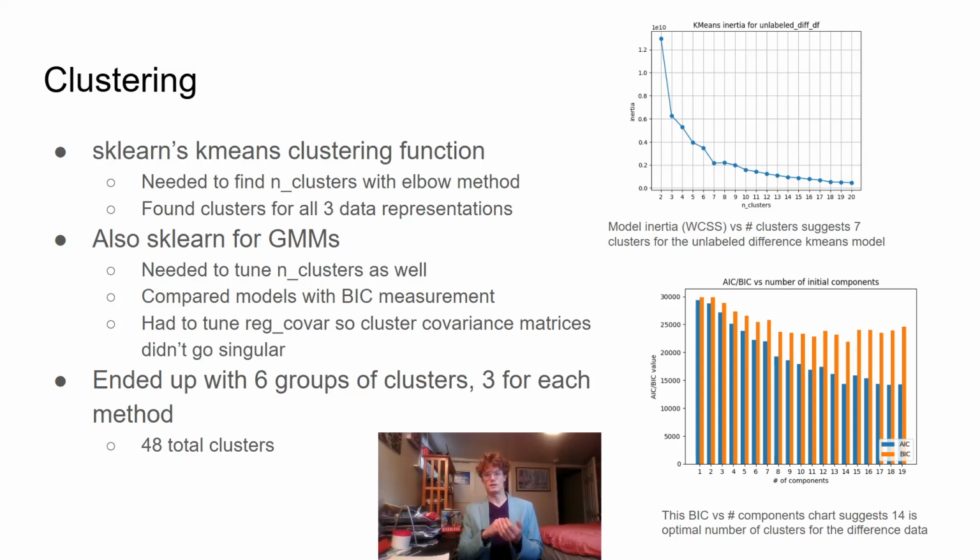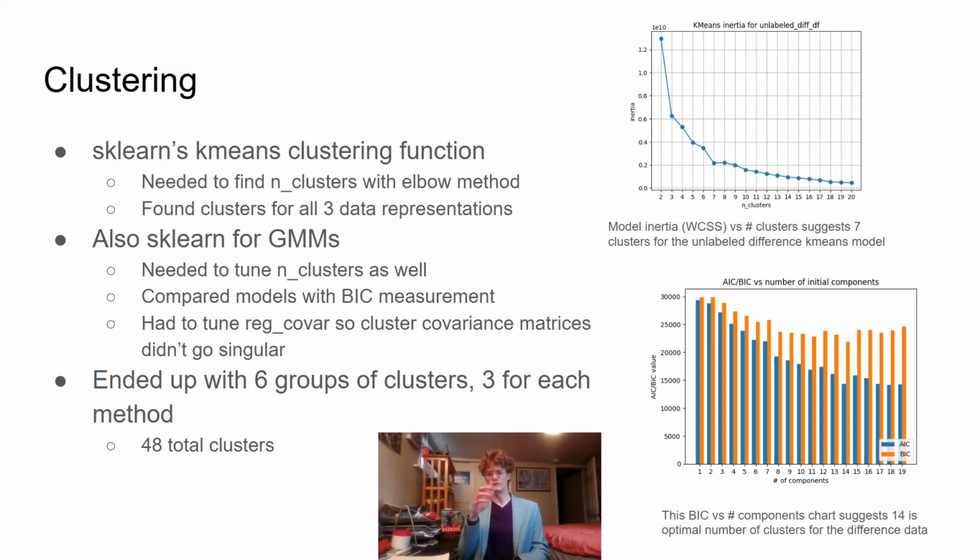And I also used the sklearn library for the Gaussian mixture model clustering. This had a few more parameters I needed to tune. I spent a lot of time looking at graphs like the one in the bottom corner there, looking at the BIC measurement. First I had to tune the reg covariance parameter so that the cluster covariance matrices, the matrices that indicate the shape of the cluster, wouldn't collapse into some singular matrix and essentially capture no data and provide nothing.